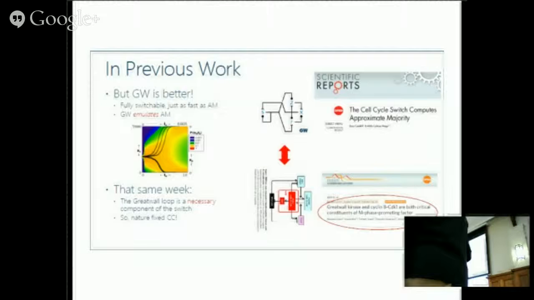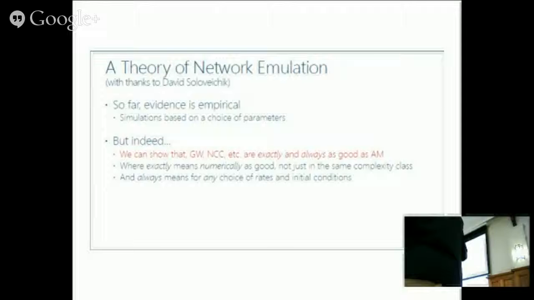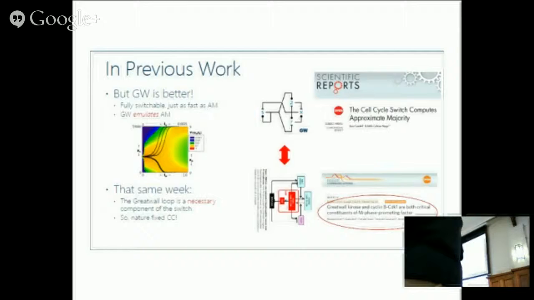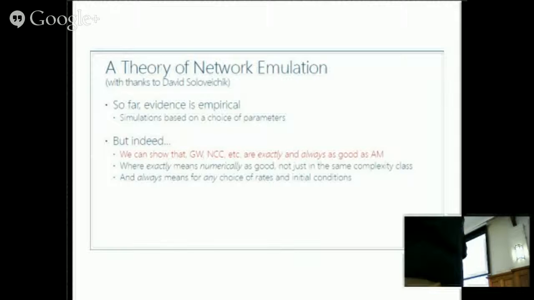Now I want to understand this phenomenon. How can this network reproduce so precisely the performance of approximate majority? What's going on here? There seems to be something possibly a little bit deeper. And in fact, I can show now, and I'll try to explain to you, that this GW network, the one I showed you here, and also the most complicated one you saw at the beginning with lots of links, can exactly and always be as good as approximate majority.